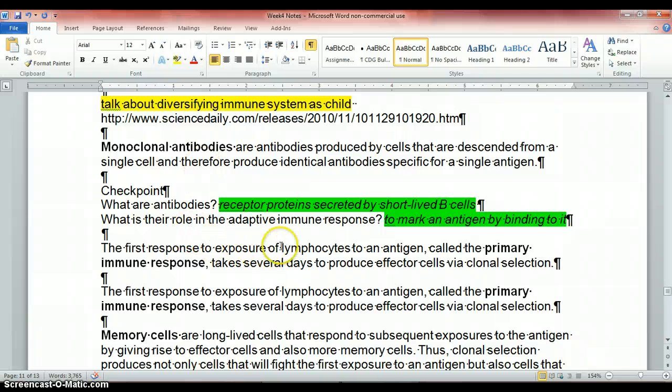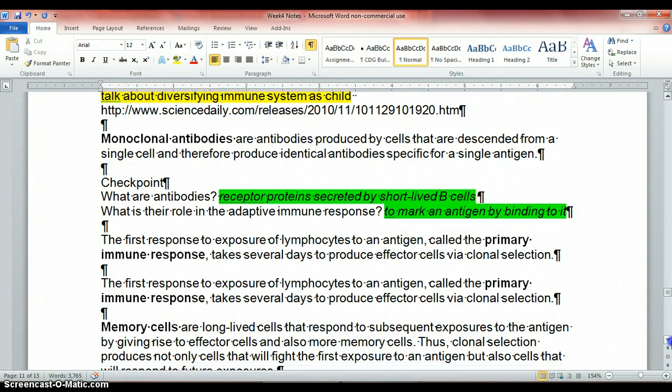The first response to exposure of the lymphocytes to an antigen is called the primary immune response. Makes sense? It's primary. It takes several days to produce effector cells via clonal selection.